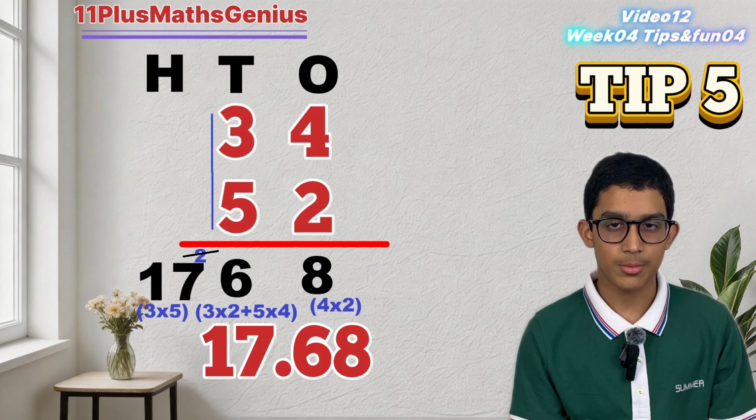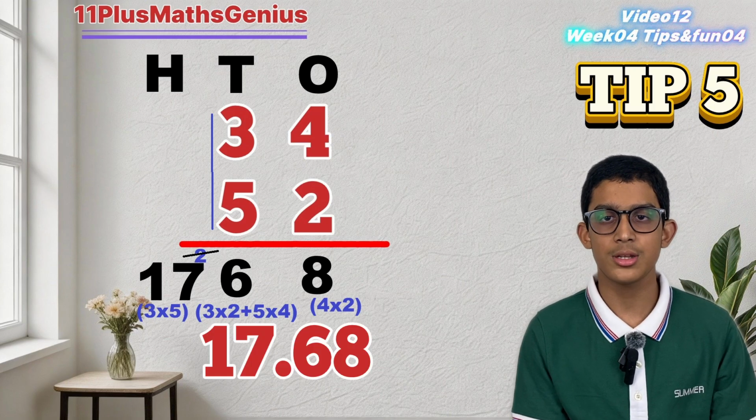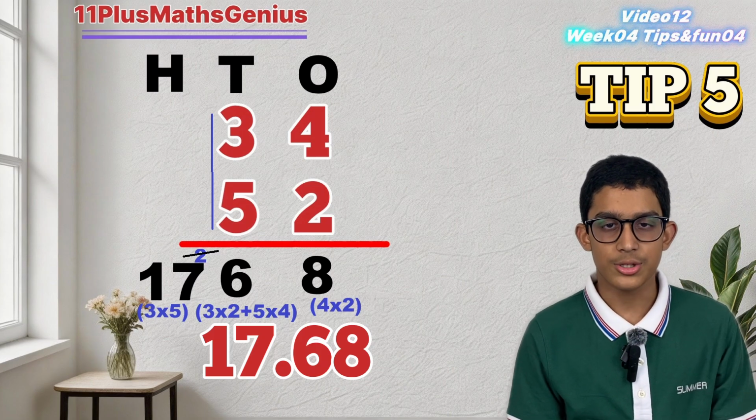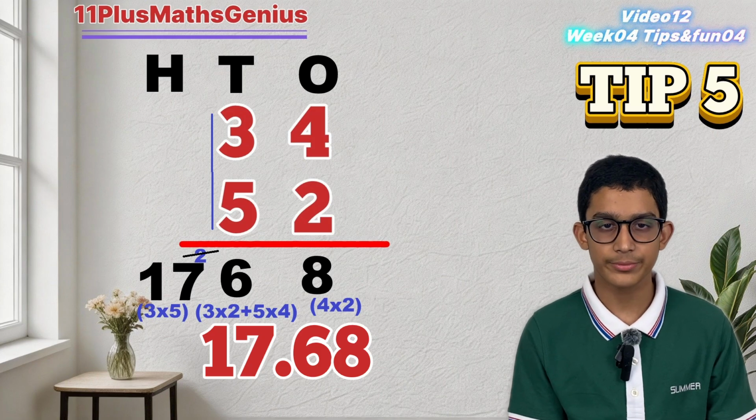Finally, we put a decimal. So 34% of 52 is 17.68. In this method, we can do any 2-digit percentage problems in seconds.